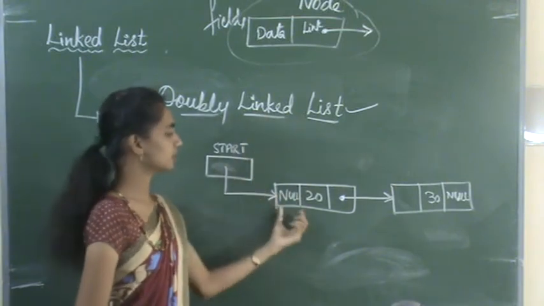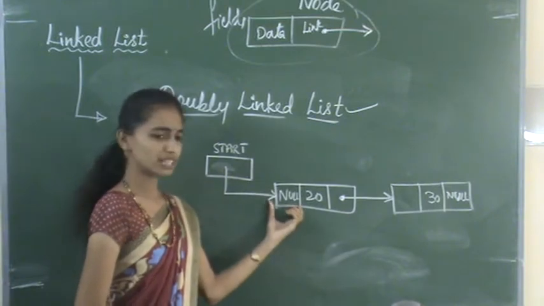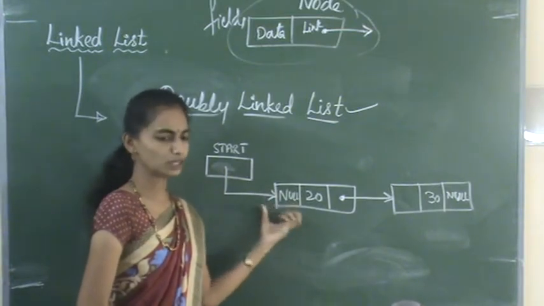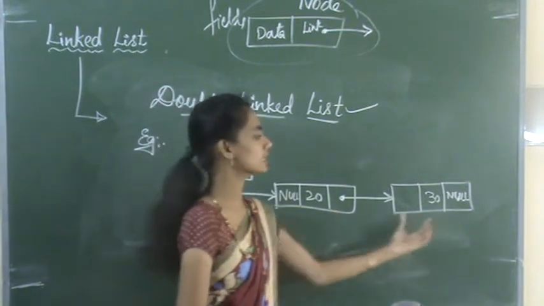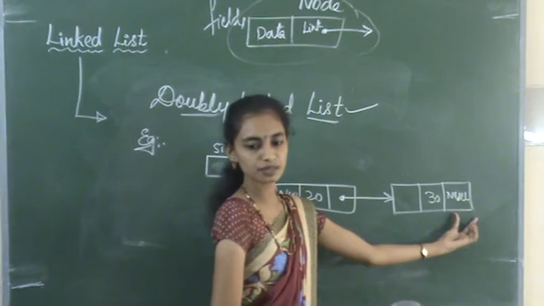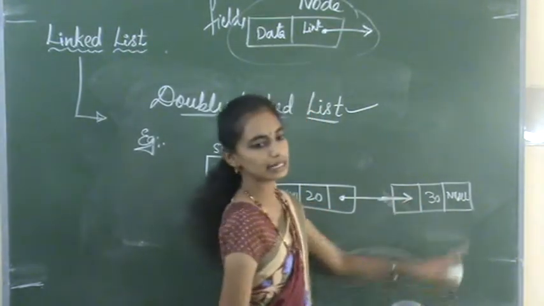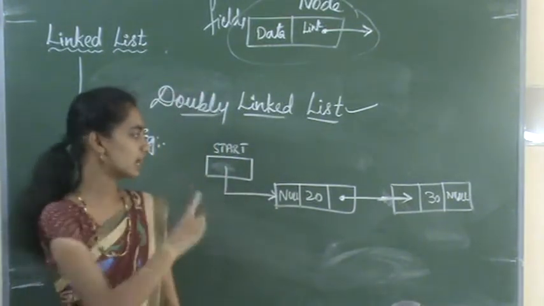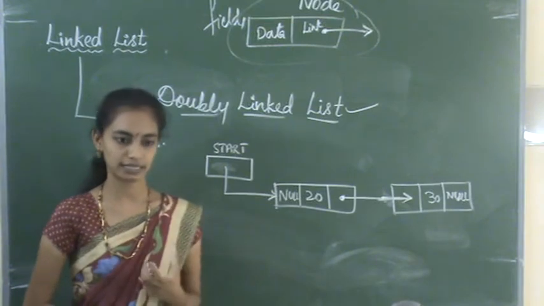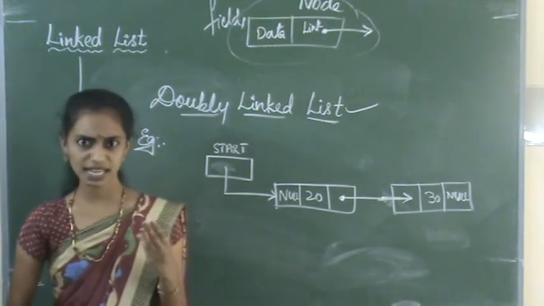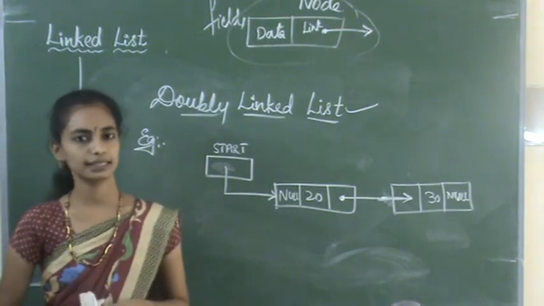So in this doubly linked list we are representing with the help of three fields. If the backward field is equal to null, that indicates the first node of the linked list. If the forward field is equal to null, that indicates the last node of the linked list. So this is about different types of linked list. In this we have three types: singly linked list, doubly linked list, and circular linked list.